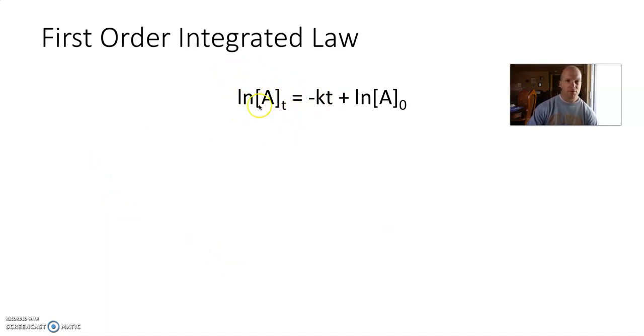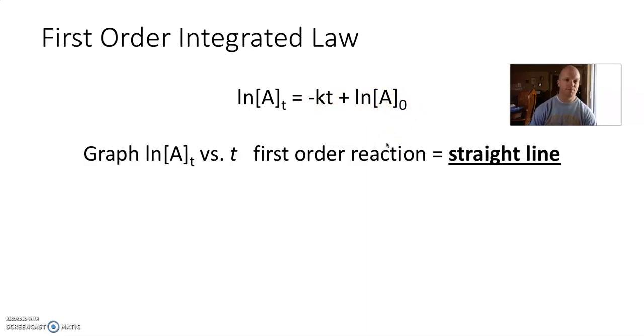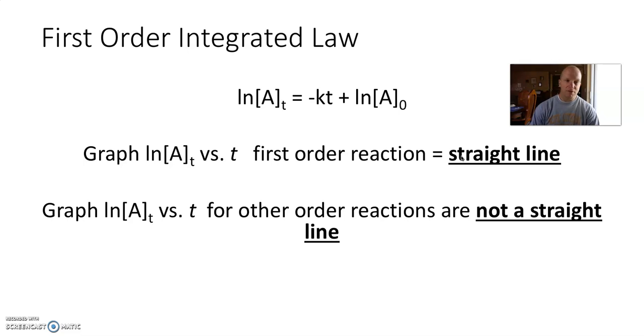We've got the first order integrated law, where we've got the natural log of the concentration of A at time t, equals negative the rate constant, which is now our slope, times the time, plus the natural log of A at time 0 at the beginning of the experiment. So if we plug stuff into this and it's a first order reaction, we get a straight line. If we graph the natural log of A versus t, and we don't get a straight line, it's not a first order reaction.